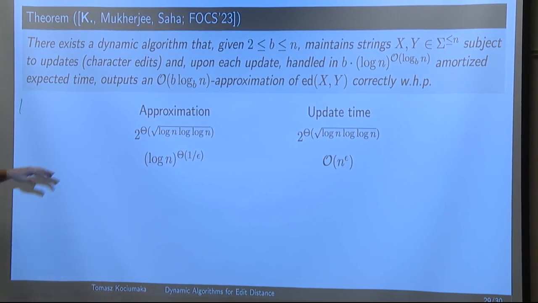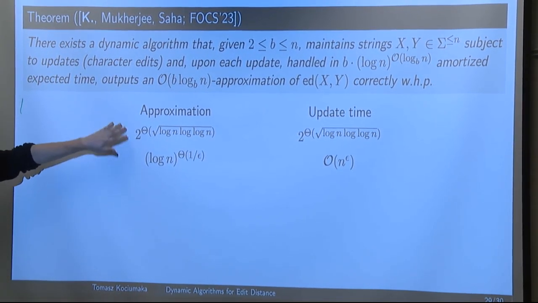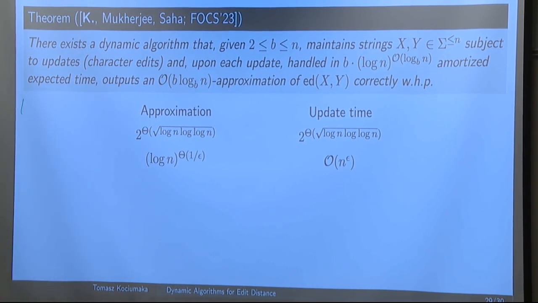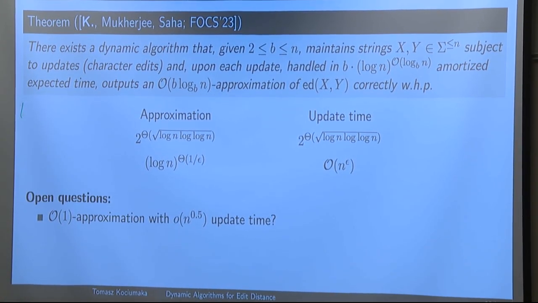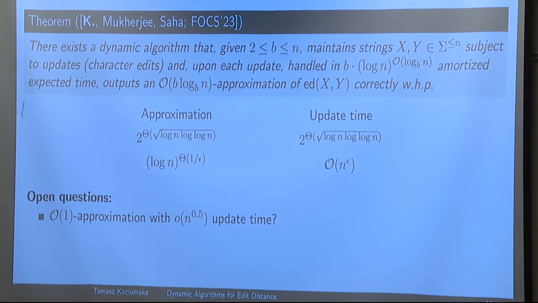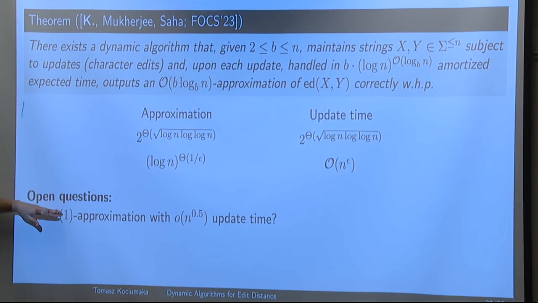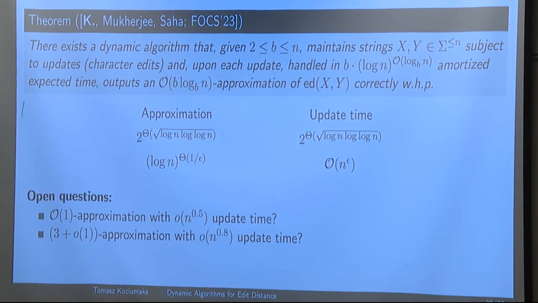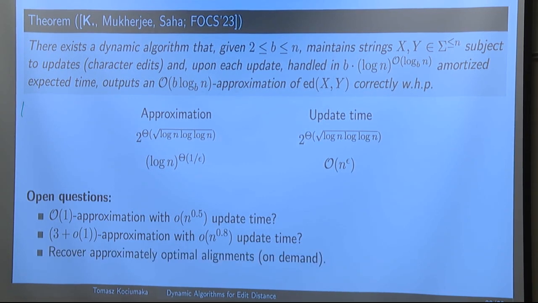We have these two trade-offs, and this is the more general trade-off. And the questions are whether you can do any better approximation with update time which is smaller than square root n, like for example constant, or even some reasonable polylog, not log to 1 over epsilon. Or whether you can do 3 approximation in time faster than n to the 0.8.